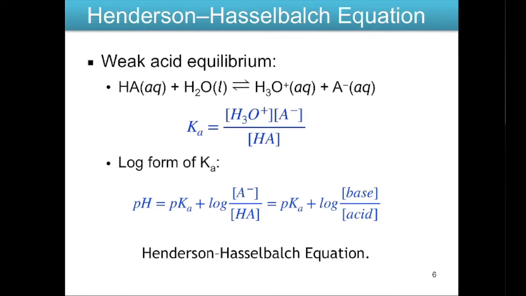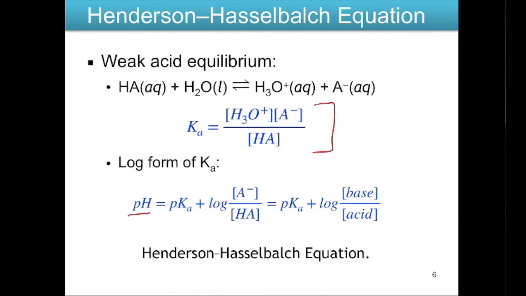So the way to deal with these buffer problems when you're trying to determine a pH is to use something called the Henderson-Hasselbalch equation. And basically, it's a rearrangement of this equation right here. What we're doing is rearranging this equation, solving it for the concentration of H3O+, and then taking the negative log of both sides. Right? So the negative log of the concentration of H3O+ is pH.